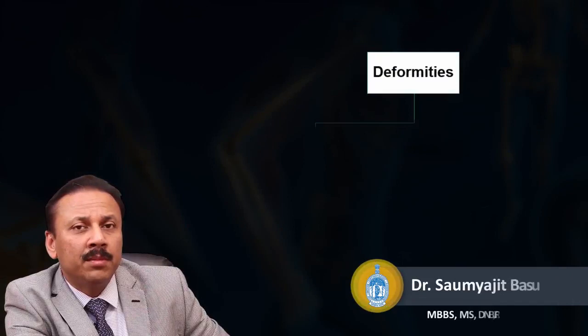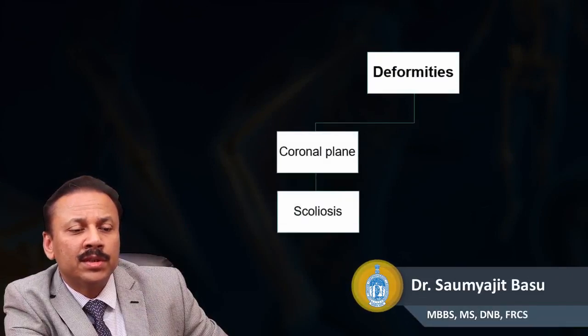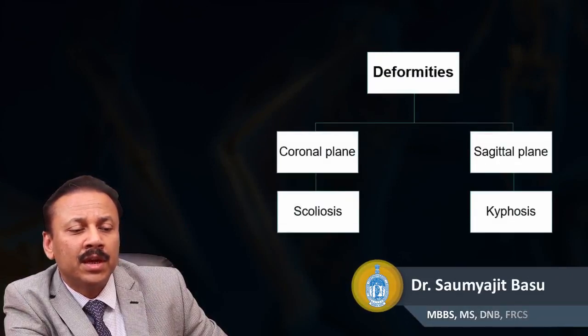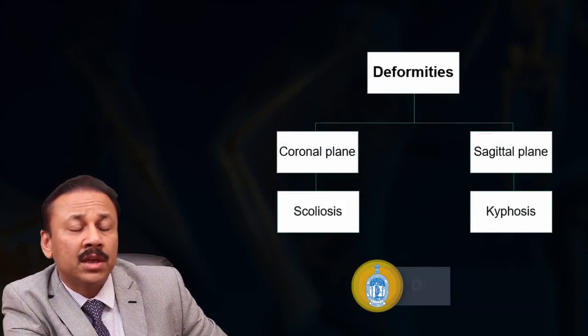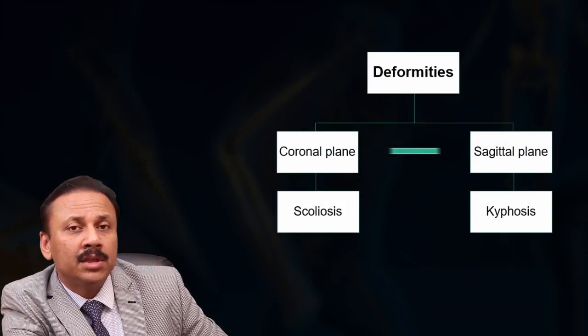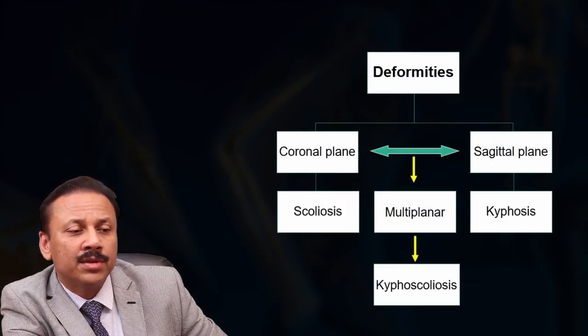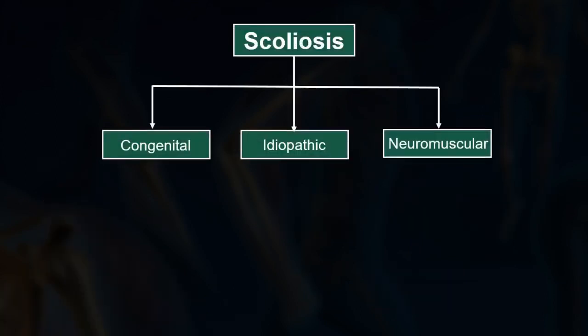If you look at deformities, they can be in the coronal plane, which is scoliosis, and the sagittal plane, which is kyphosis. Occasionally, or I'd say often, they are multiplanar, and so they are kyphoscoliosis. Scoliosis basically is of three types: congenital, idiopathic, and neuromuscular.